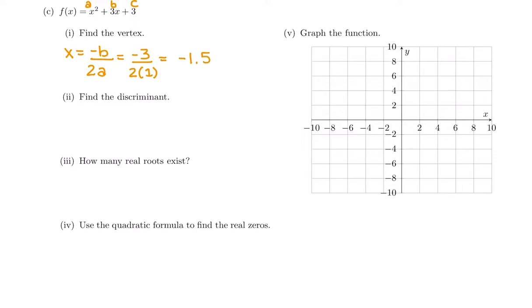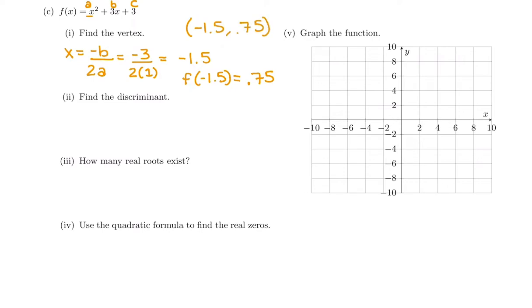The y value of that, I'm going to get by plugging back into the original function. So I'm going to grab my calculator, and I have x squared plus 3x plus 3. And I'm going to replace all of those x's, so both of those x's, with a negative 1.5 in parentheses. So when I plug in f of negative 1.5, I'm doing negative 1.5 in parentheses squared plus 3 times negative 1.5 in parentheses plus 3. And my y value is 0.75. So my vertex is negative 1.5 comma 0.75.